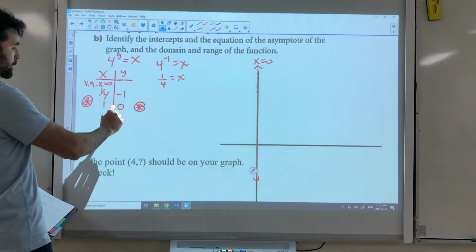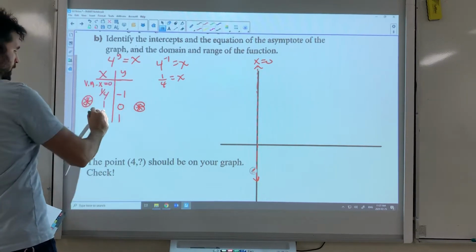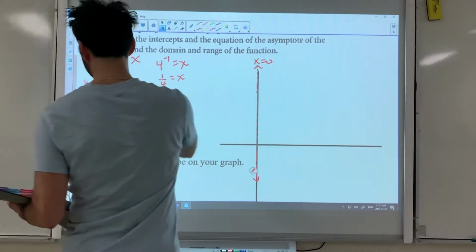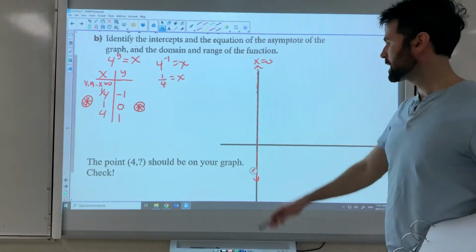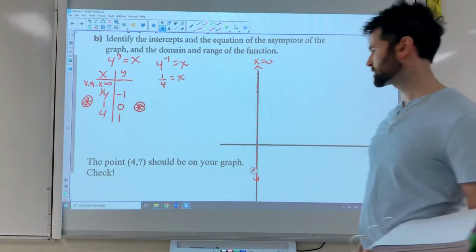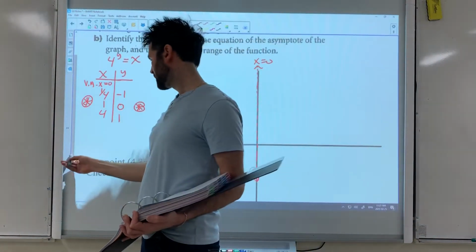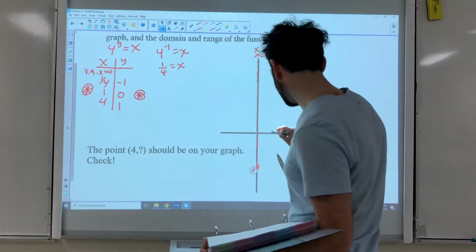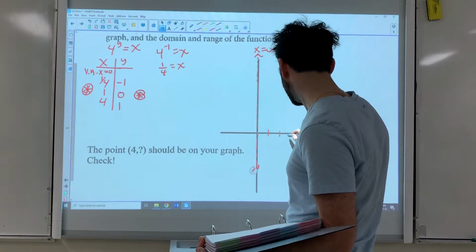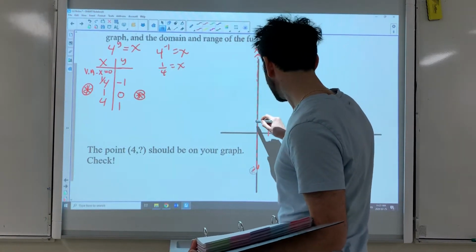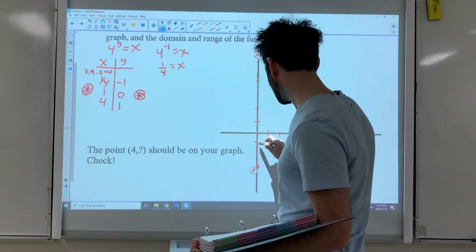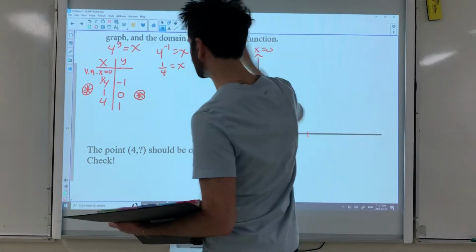Now, last one, plug in y equal 1, you get 4 to the 1, 4. So now you have 3 points, including the intercept and your vertical asymptote, and you can sketch these things, okay? So basically, we're just going to go 1, 2, 3, 4. We'll do a couple tick marks there, a couple tick marks there. I'll do it in red.